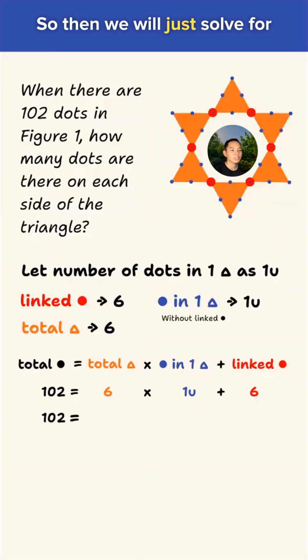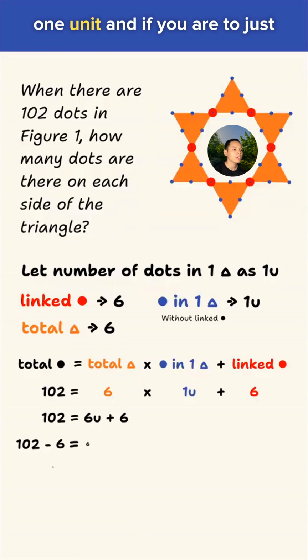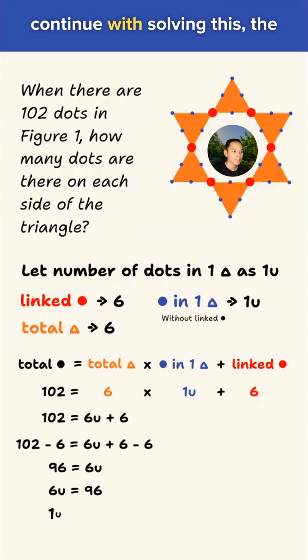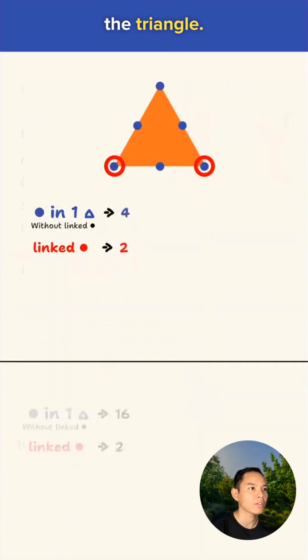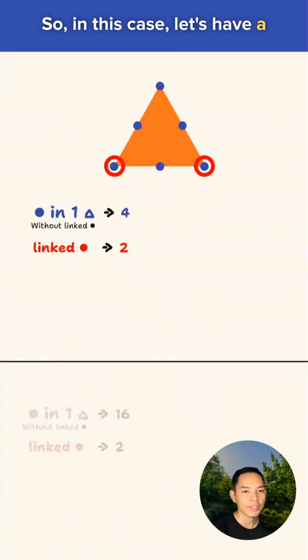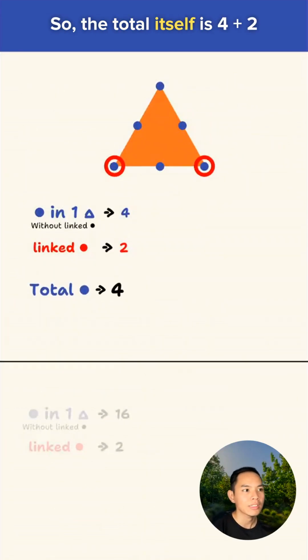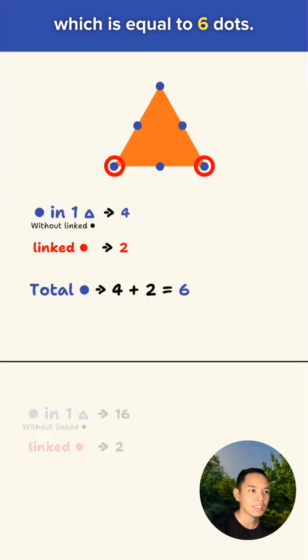Then we will just solve for one unit. And if you continue solving this, the answer is 1 unit is equal to 16. But that's only the dots in one triangle. Remember, we need to find how many dots are there in one side of the triangle. So in this case, let's have a simple example. The total itself is 4 plus 2, which is equal to 6 dots.